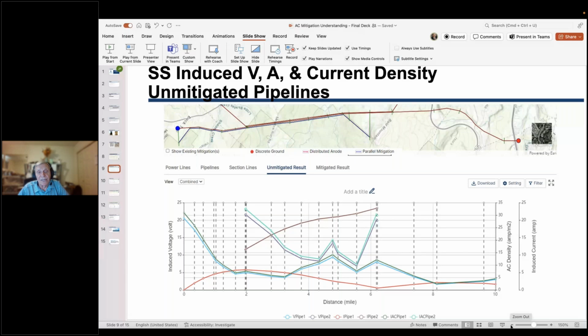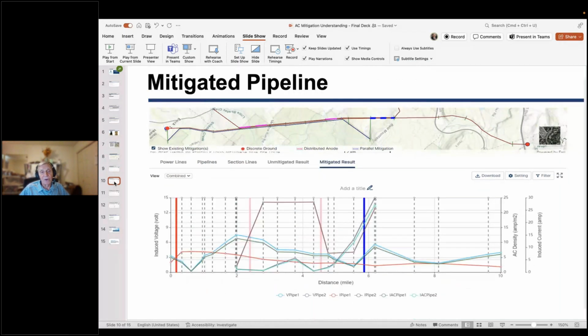So this is what we're dealing with. So how do we mitigate this thing? One of the things that we do is we've got to reduce those areas of concern. And remember, I said a discrete anode at the beginning of the system would take care of things. Look at the voltages here. It's over 20 volts, over 30 amps per meter squared for both of them.